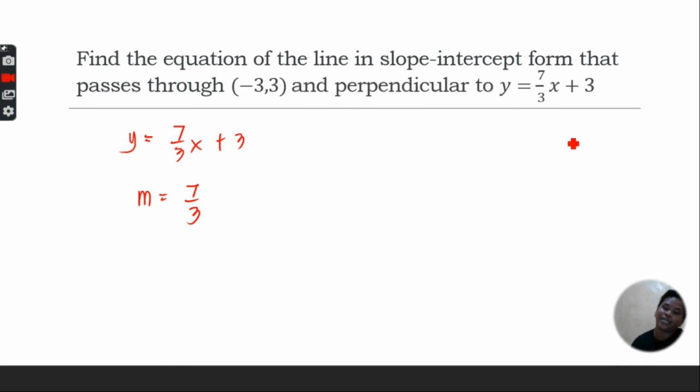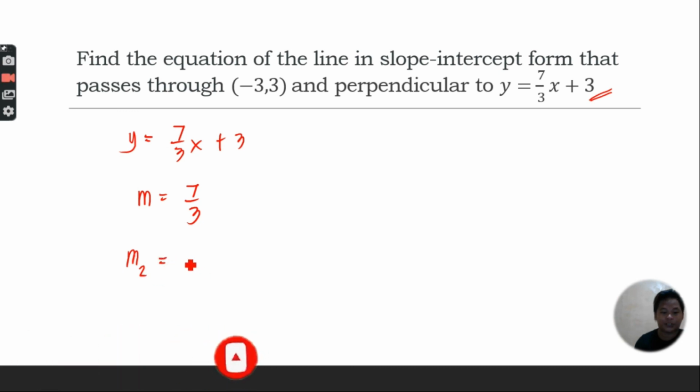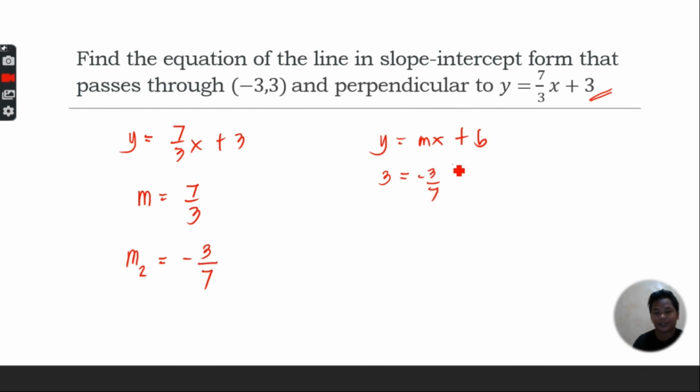So if the slope of this line is 7 over 3, the slope of the line perpendicular to this given line is m sub 2 is equal to negative 3 over 7, which is the negative reciprocal. So using the slope-intercept form, y is equal to mx plus b, we have the point (-3, 3). Using y is equal to 3, the slope is negative 3 over 7, and the value of x is negative 3, plus b.